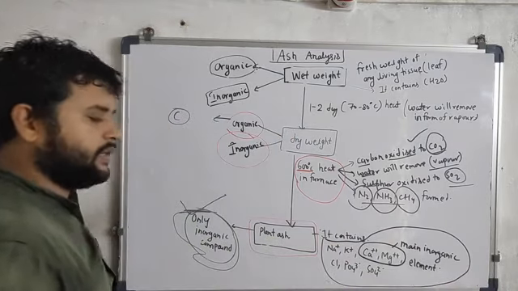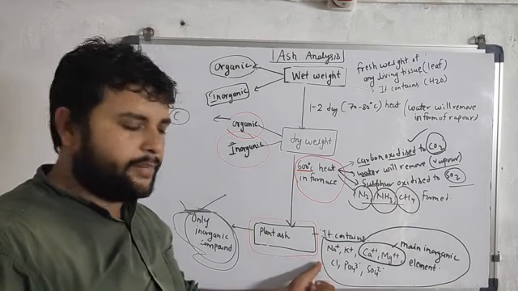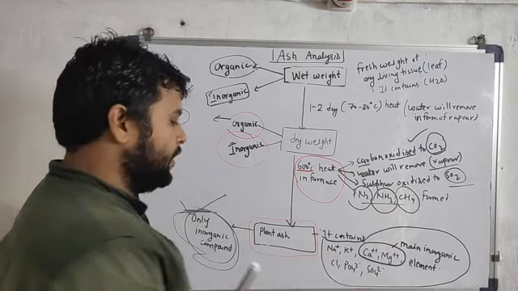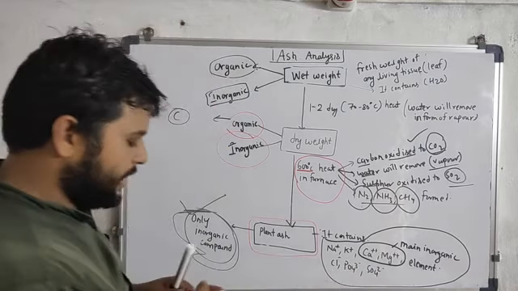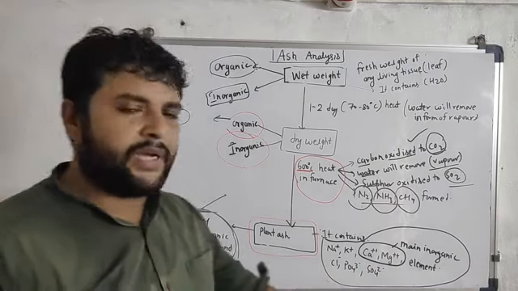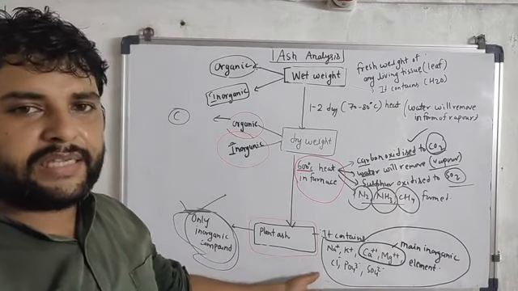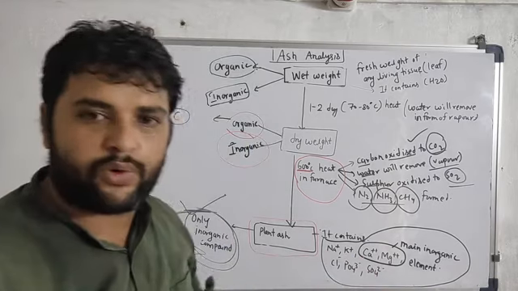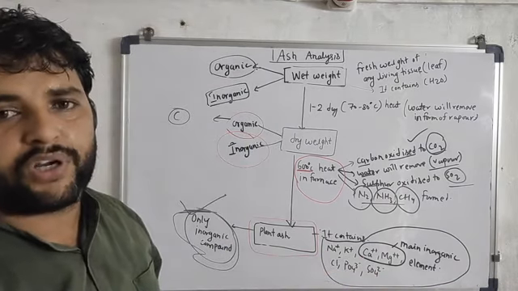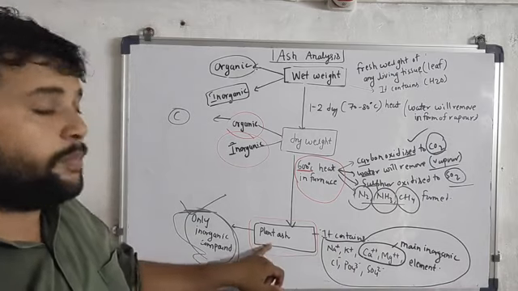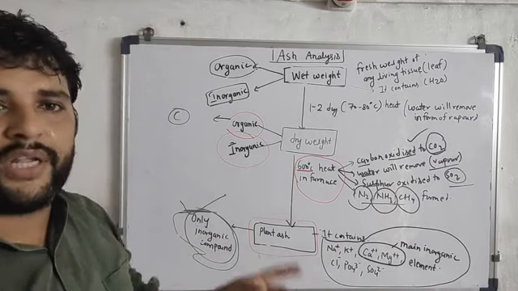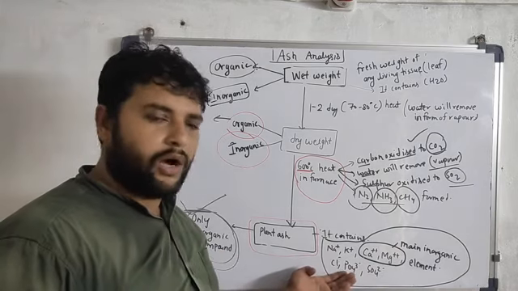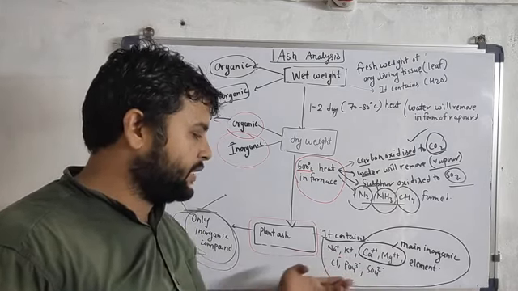So these are some inorganic elements, for example sodium, potassium, calcium, magnesium, chloride, phosphate, sulfate. All these are given in the ionic form, and they do not contain carbon. No carbon, no carbon, there is no carbon. So these all are what? Inorganic elements.